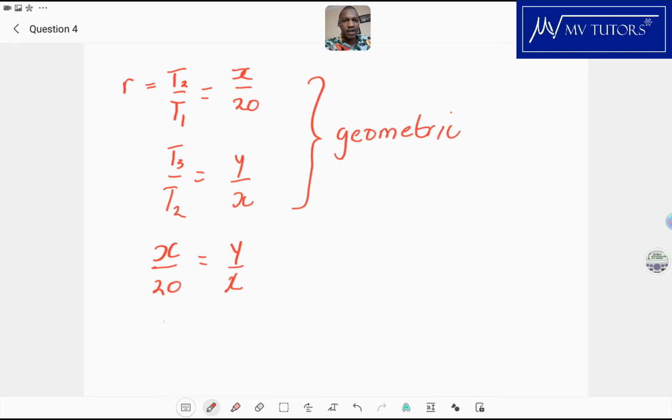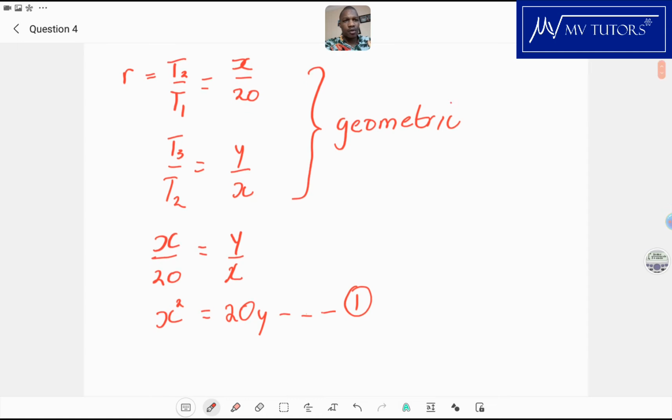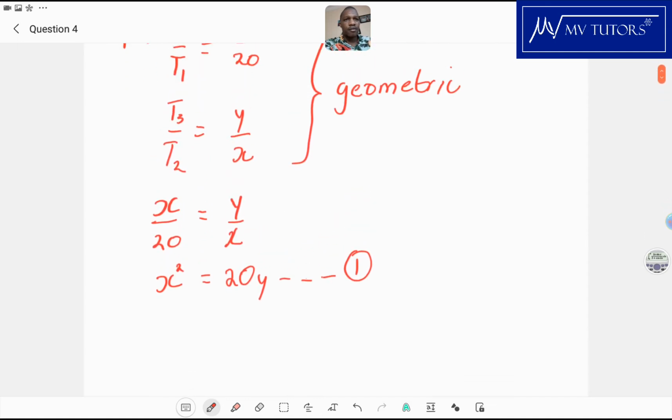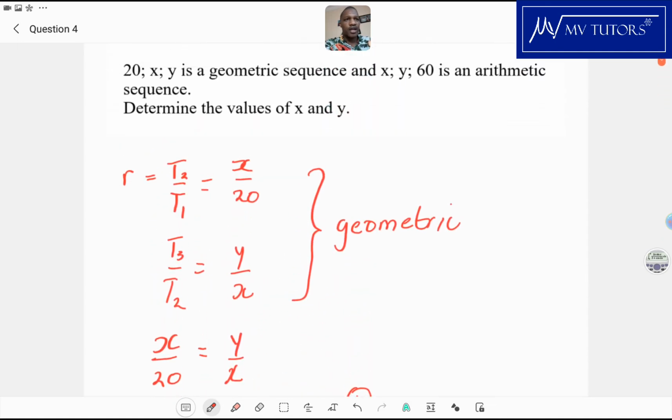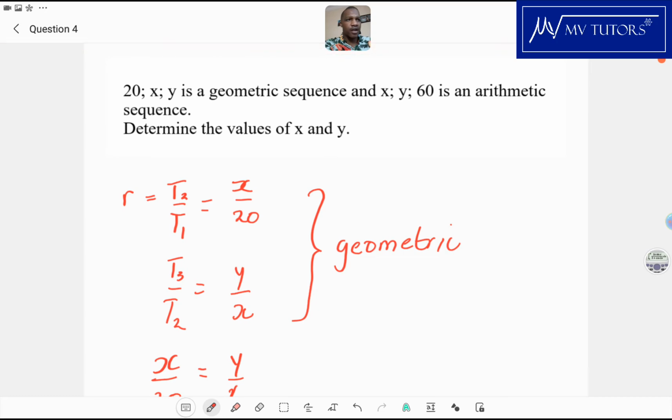Then let's further create an equation by cross multiplying. I'm going to take this x, bring it to the other side. It makes x squared equal to the 20 on the other side. It becomes 20y. So this will be our equation number 1. For equation number 2, now let's take the arithmetic part.